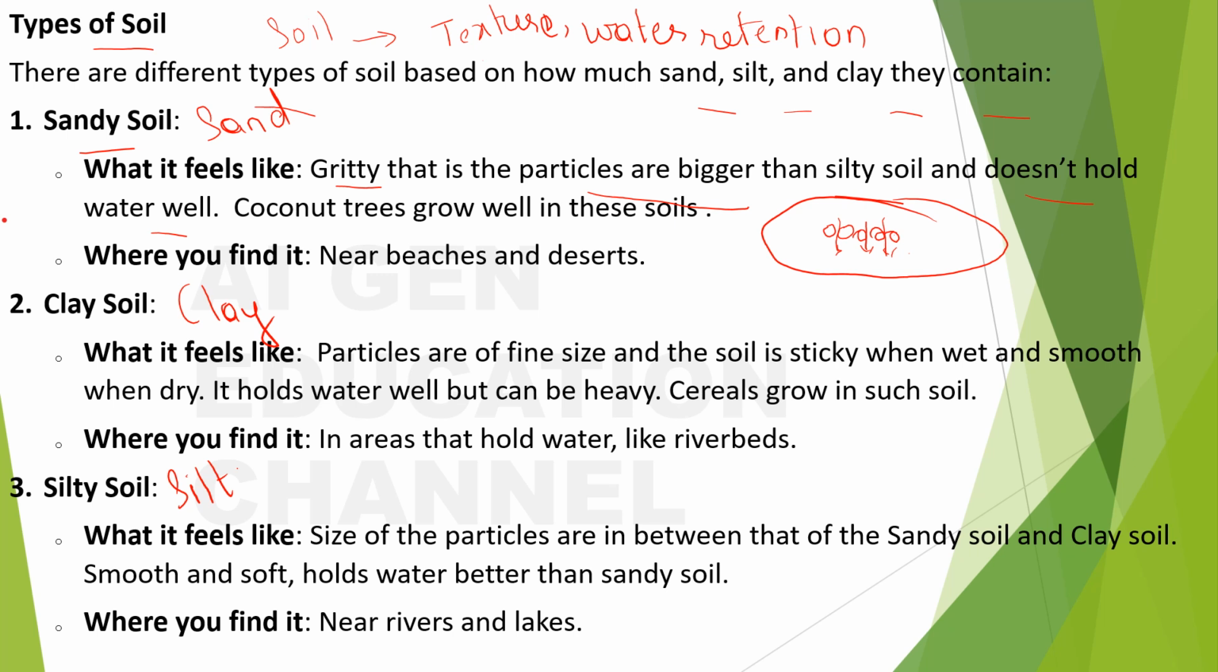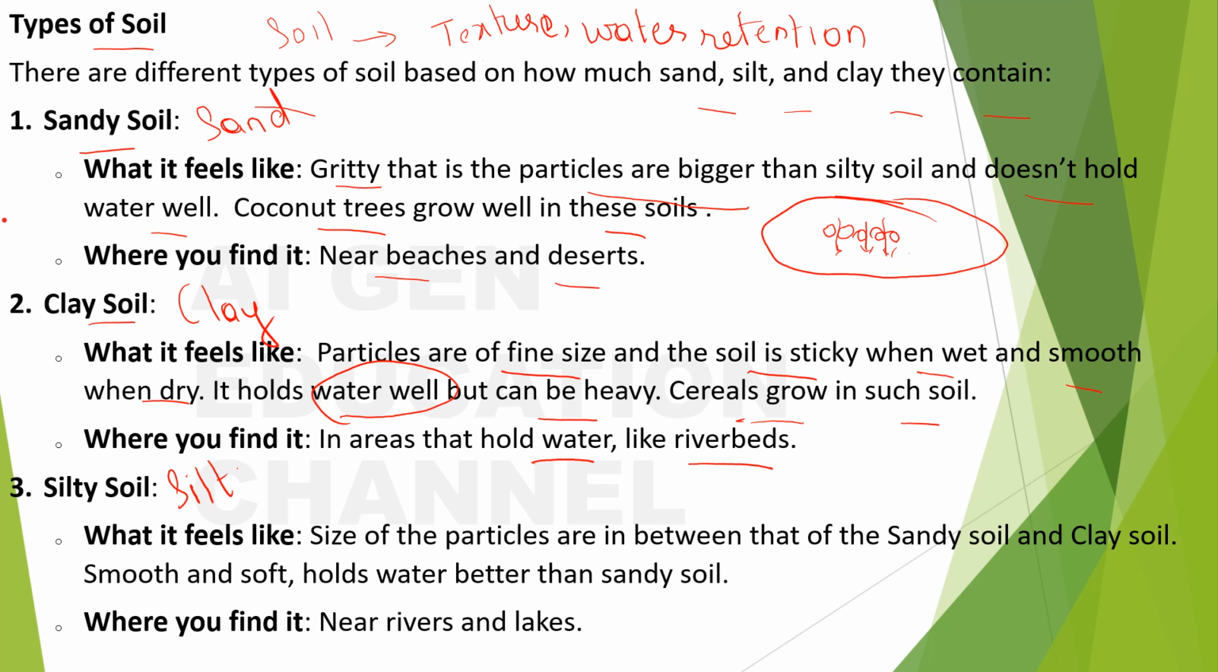So where can you find this type of soil? It will be near beaches and deserts. What are the examples? Coconut trees grow well in these soils. Okay. Next, clay soil. What it feels like? Particles are of fine size and the soil is sticky when wet and smooth when dry. It holds water very well but can be heavy. Cereals grow in such soil. Where do you find it? In areas that hold water like riverbeds.